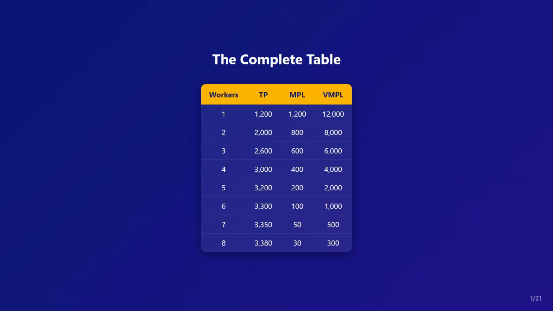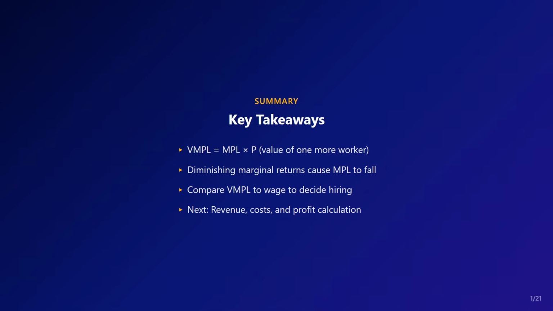Summary of the table. So here we have a complete table with 3 calculated columns: total product, TP, marginal product, MPL, and value of marginal product, VMPL. The table gives us a clear picture: as we add workers, each additional worker contributes less and less both in physical quantity and monetary value. But does that mean it's not worth hiring them?